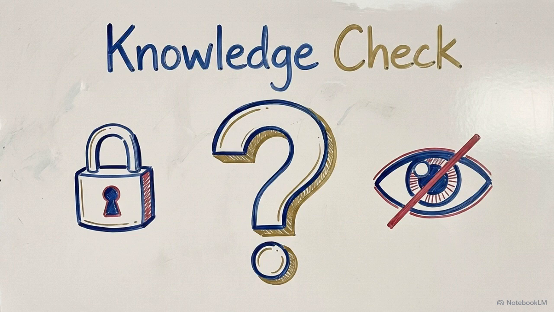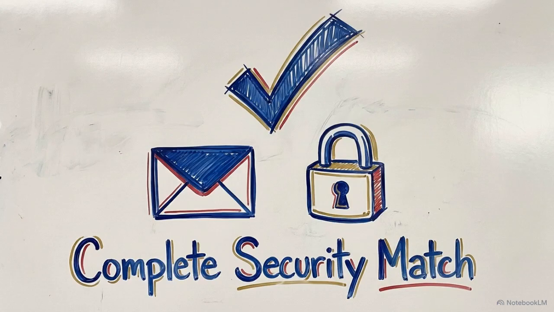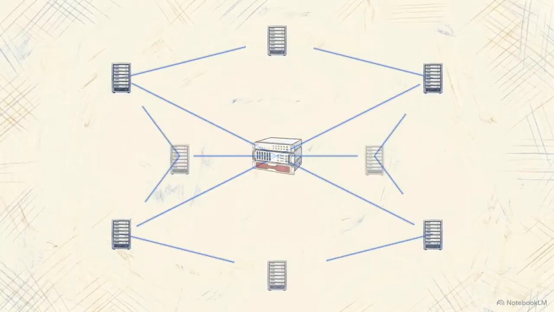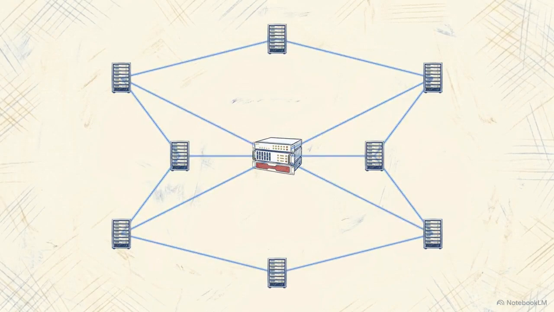Let's test this. If a branch needs to hide its original IP addresses and encrypt the payload, which IPsec mode and protocol must it use? You need tunnel mode to hide the IPs and ESP to encrypt the payload. Meticulous IPsec configuration cloaks an organization's network architecture from external observers, preventing unauthorized parties from mapping the internal infrastructure.